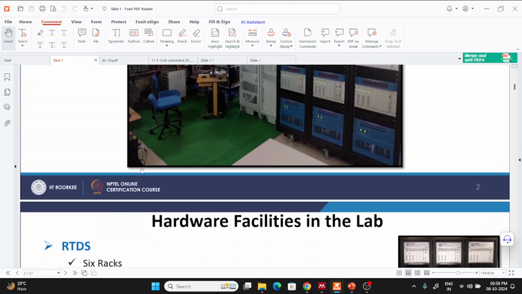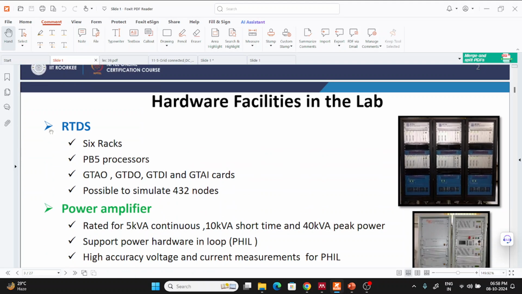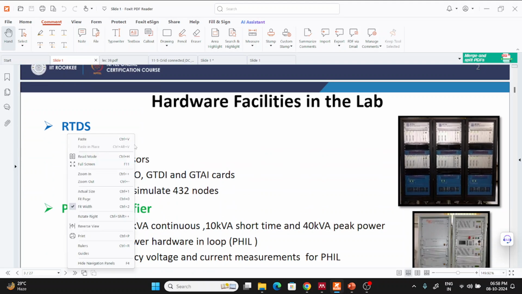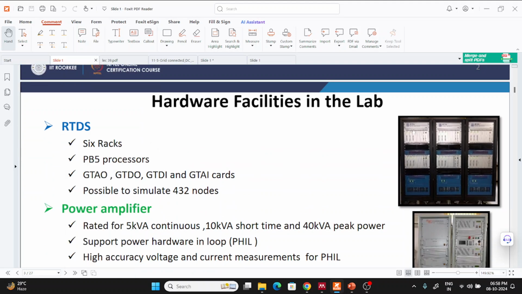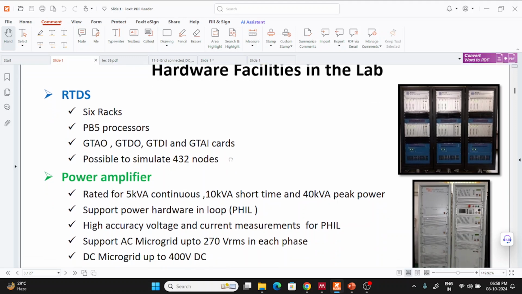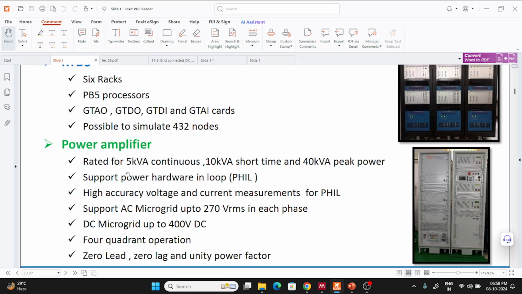Which consists of various facilities, including an RTDS, which has 6 racks. On the right side you can clearly see there are 6 racks of RTDS, 1 2 3 4 5 6, and they have PB5 processors, and these RTDS can simulate 432 nodes. Then we have some power amplifiers. Why do we use power amplifiers? For the rating, they have a specification of 5 kVA continuous, 10 kVA short-time peak power, and also 40 kVA peak power.